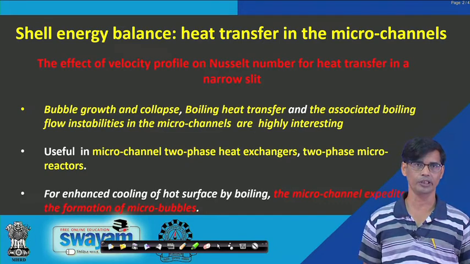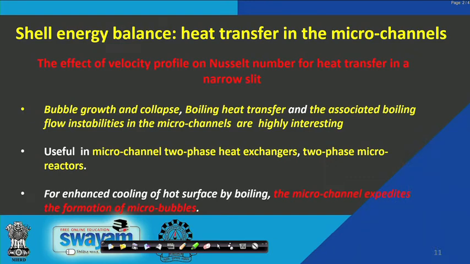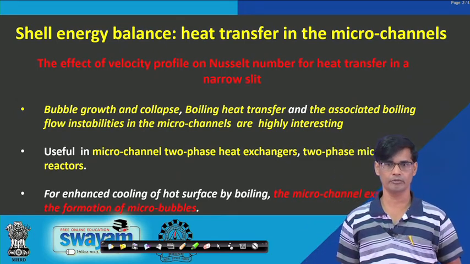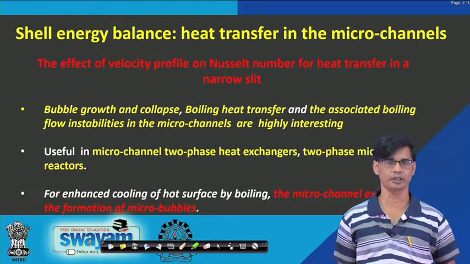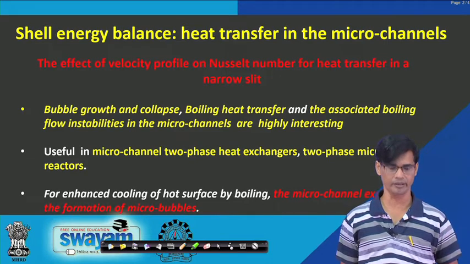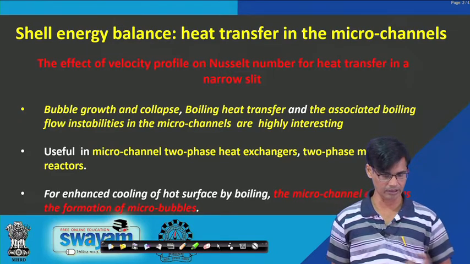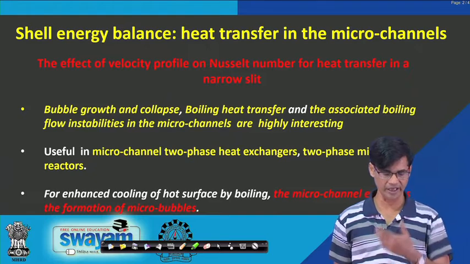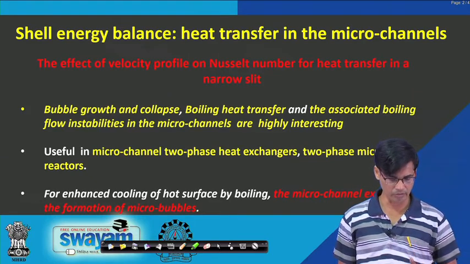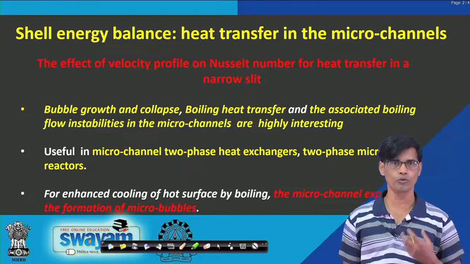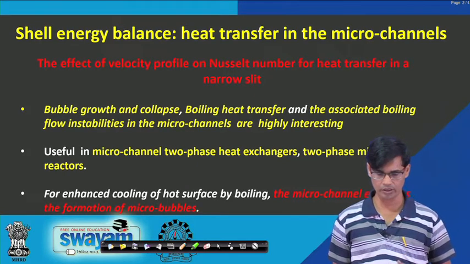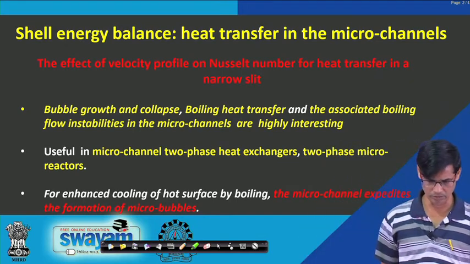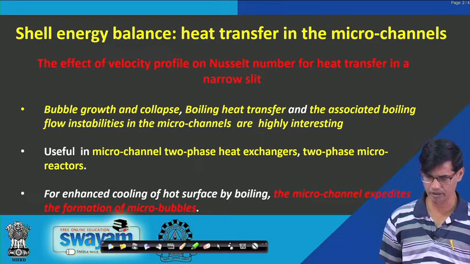And next thing, the last part is that whenever we need enhanced boiling, we use the micro channel to expedite the formation of micro bubbles. Micro bubbles always remove heat from a hot surface, like the nuclear fuel pin, or maybe a hot plate. That micro bubble formation removes a huge amount of heat, and there we use that micro channel. So, this problem has a lot of practical impact.